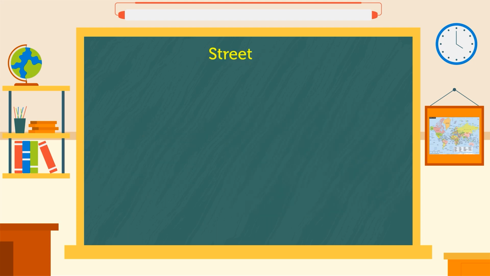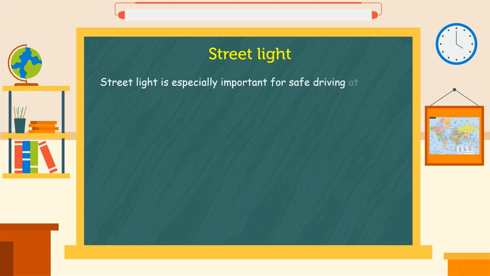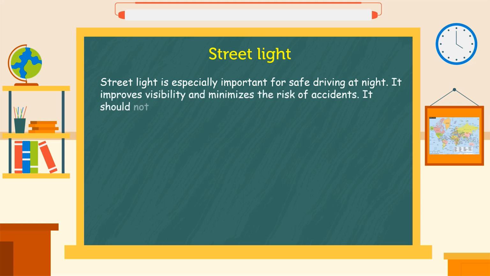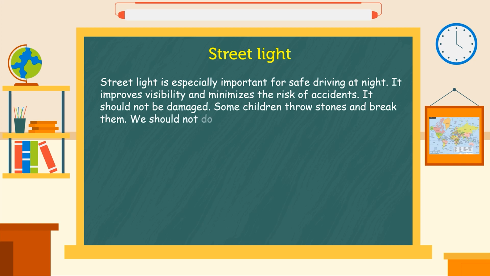Street light. Street light is especially important for safe driving at night. It improves visibility and minimizes the risk of accidents. It should not be damaged. Some children throw stones and break them. We should not do so. Street lights are important to promote security and safety.